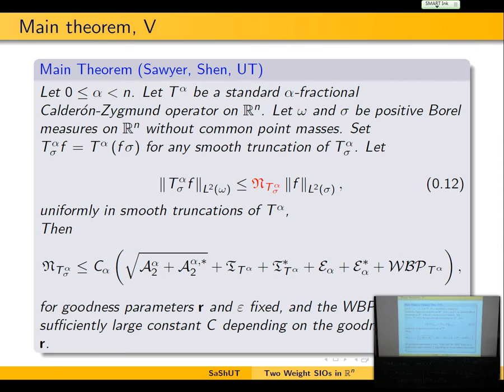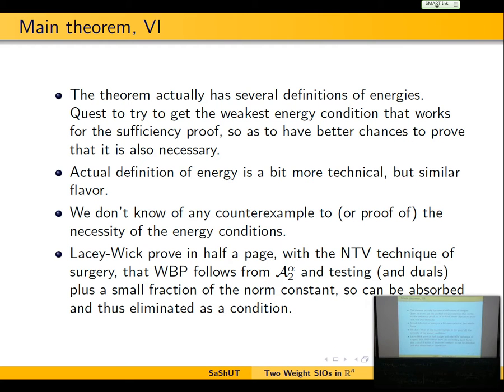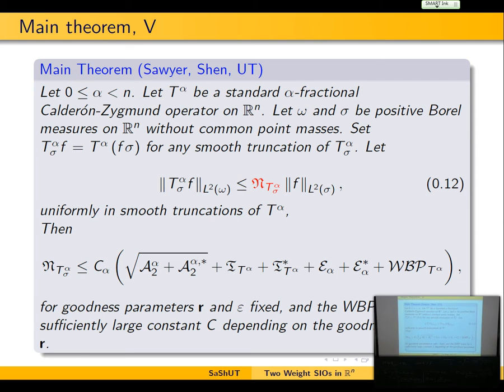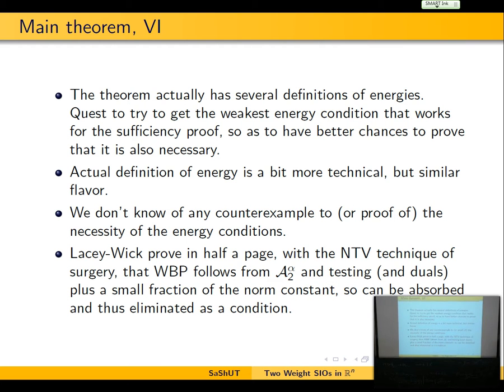Good. So this was the theorem, as I already mentioned. I mentioned that this hypothesis was going to be removed. This was an argument that Lacey and Wick found. They proved it in half a page. It's a nice short argument, but very ingenious, using the NTV technique of surgery, that you can absorb the weak boundedness property from the other conditions. So basically, they show that weak boundedness is estimated by epsilon times the norm inequality plus A2 plus testing. So then you can absorb, and then it works. Okay, so you can remove that hypothesis.